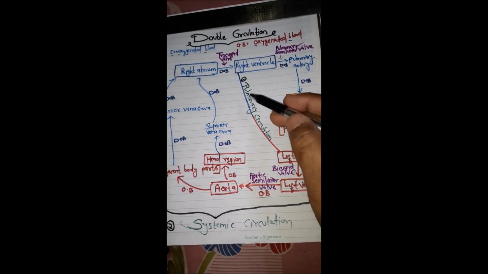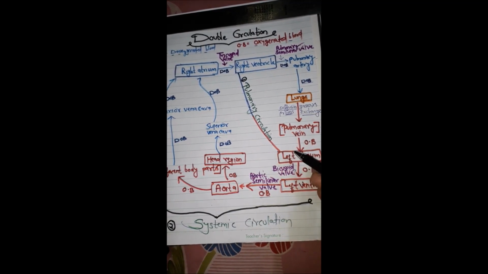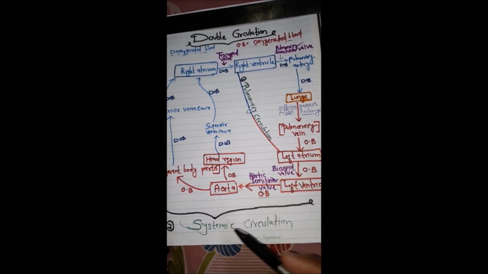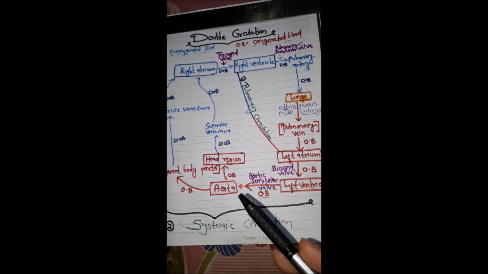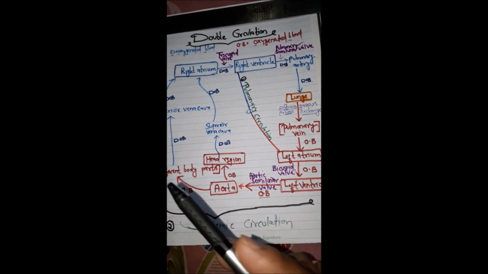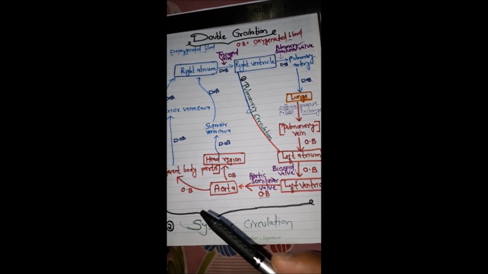is known as pulmonary circulation, and the rest of the circulation is known as systemic circulation, because from this, all the oxygenated blood goes into the head region and different body parts.